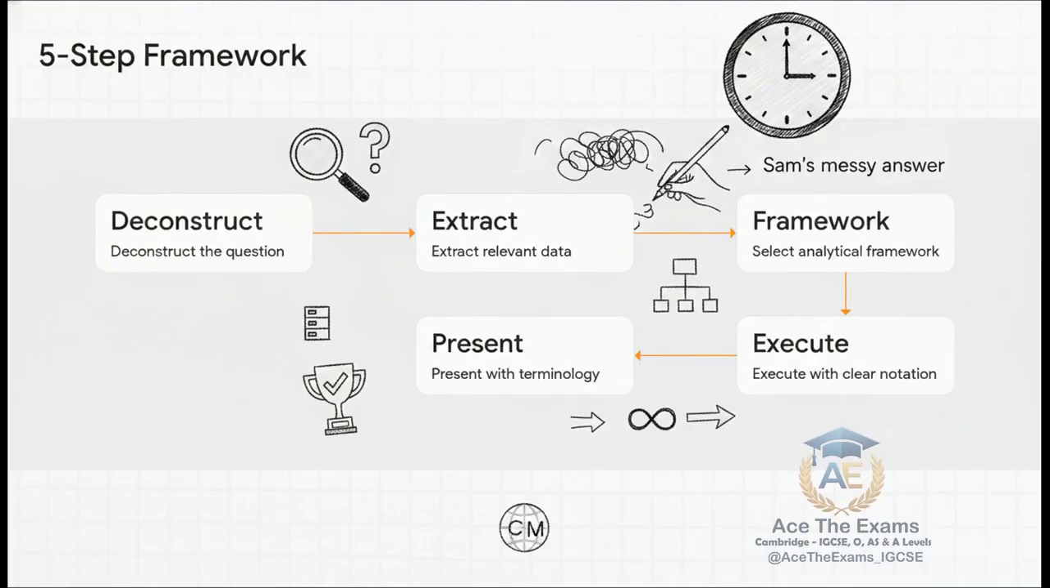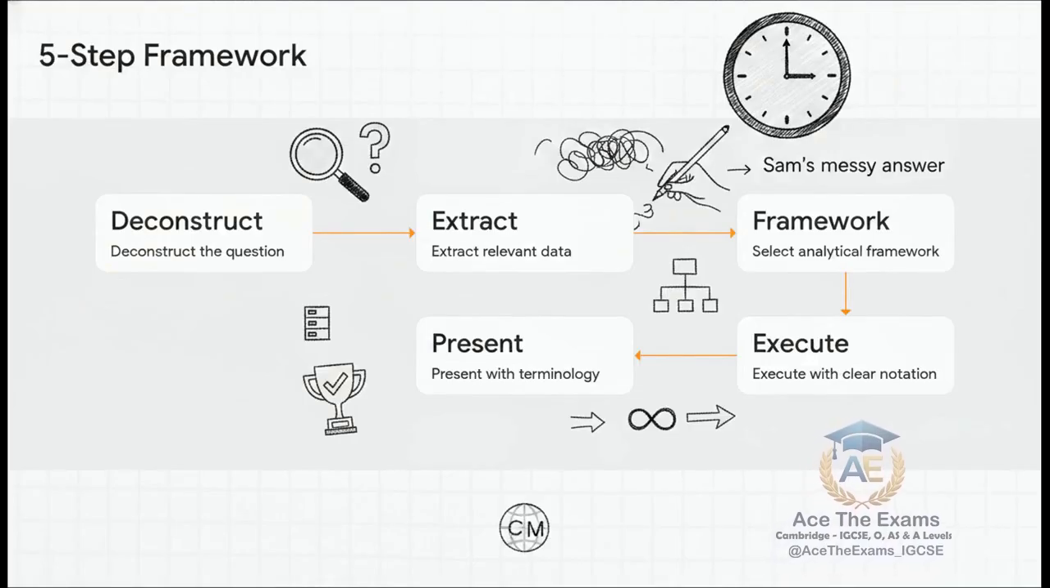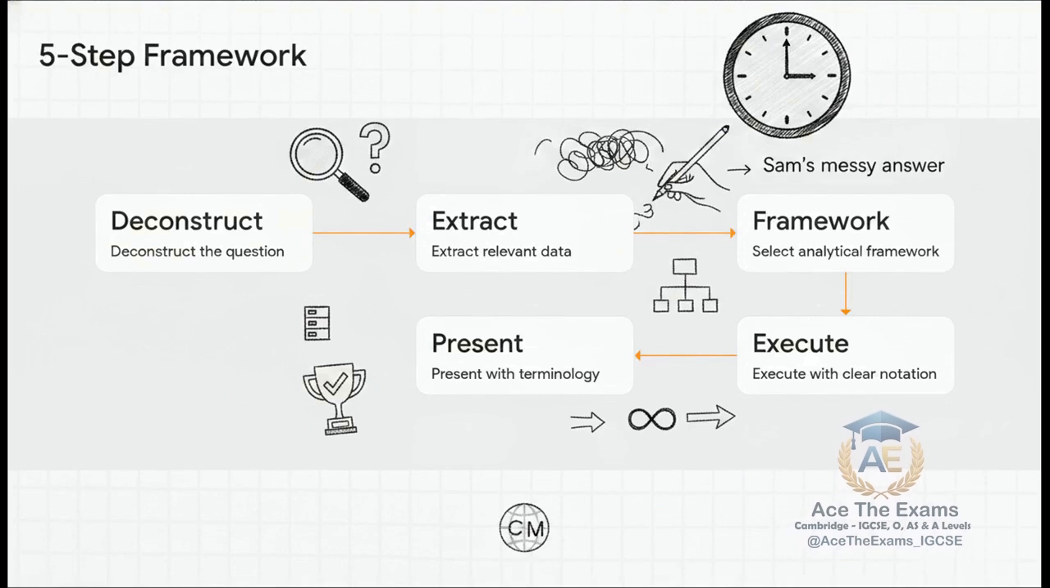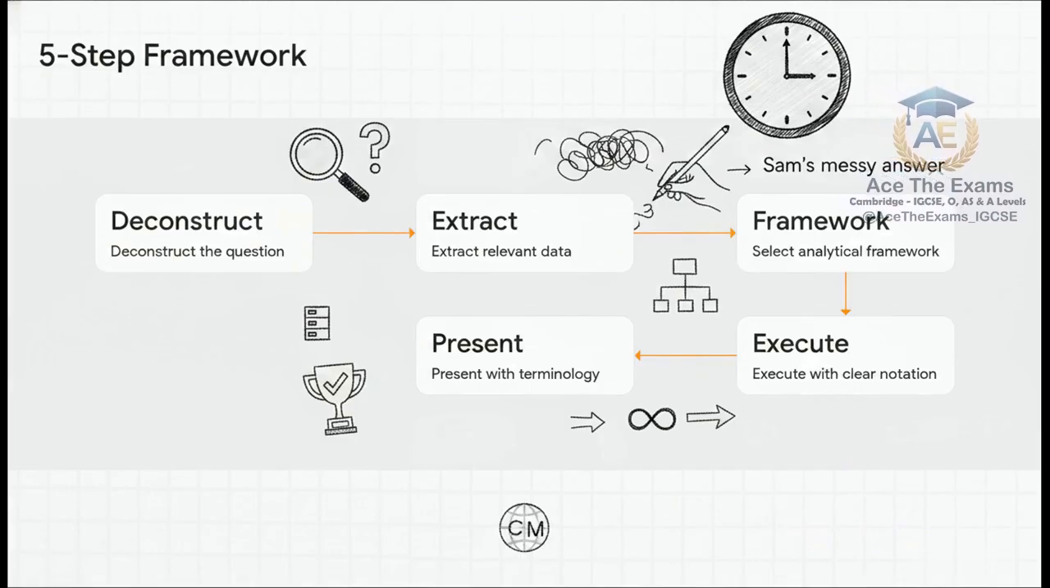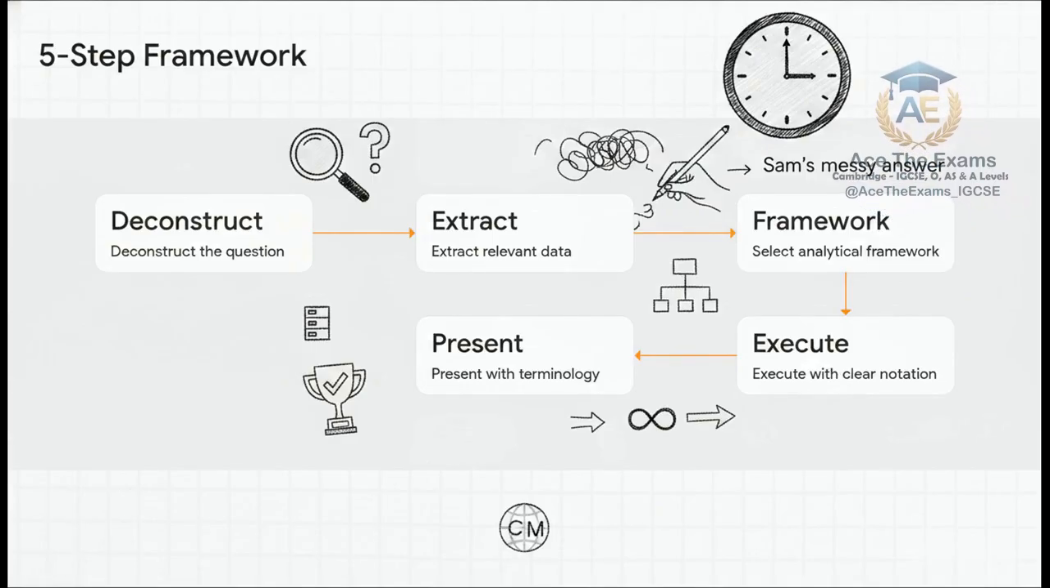Right, let's break down this 5-step procedural sequence. This is where those red pen marks transform into green check marks. Step 1. Deconstruct the command word. If the question says use the iterative formula to find the root correct to 3 decimal places, underline iterative formula and 3 decimal places. Step 2. Extract the relevant data, like your starting point, say x0 equals 2. Step 3. Select your analytical framework, which here is the sequential listing method.